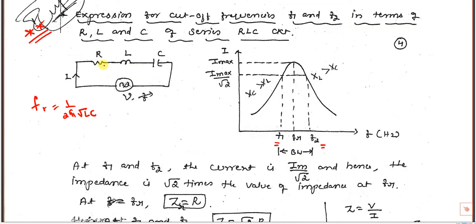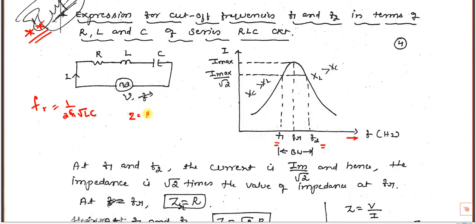So consider series RLC circuit connected to the voltage source with variable frequency F, and this is the frequency response, current versus frequency. X-axis is frequency and y-axis is current. And we know that current is minimum in the beginning. For a lower frequency current is minimum, for very high frequencies also current is minimum, and current reaches maximum at FR.